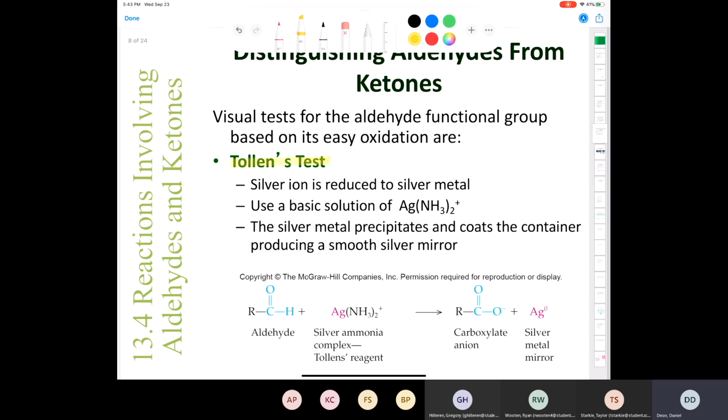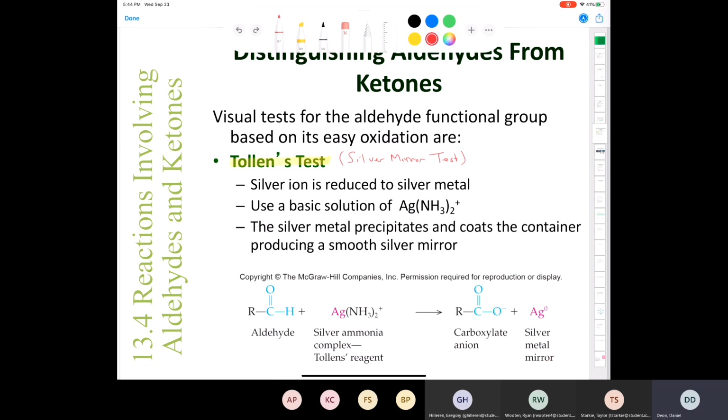It's still used to this day. The tolerance test is sometimes called the silver mirror test. What happens is that you start out with a silver ion, which is silver +1, and it gets reduced, or gains electrons, to silver metal. Then that silver metal is going to make a mirror on your glassware. It makes a beautiful silver mirror.